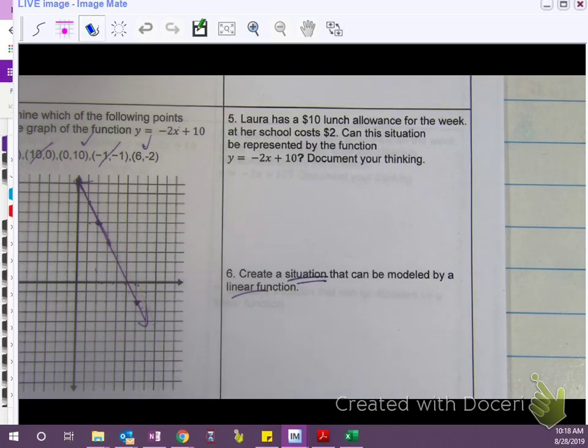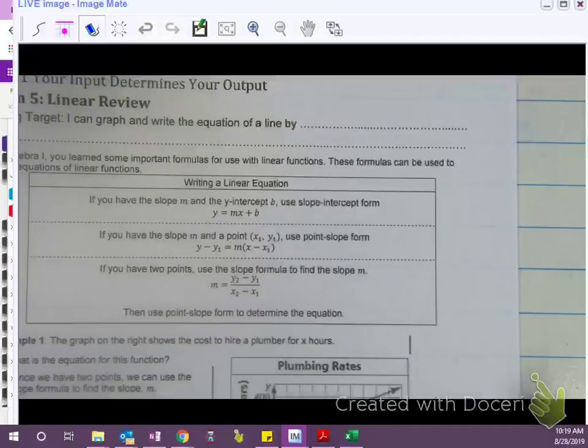Bo has $20. She wants to save $5 every week. Okay. So she starts with 20. That's the y-intercept. I'm going to save $5 every week. Those are all great examples. Thank you for sharing. So now we're going to take some notes on this paper, this linear review paper.